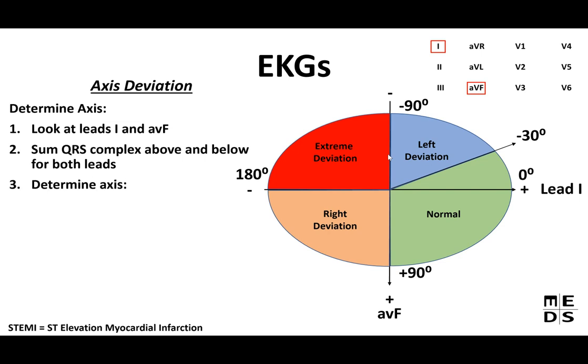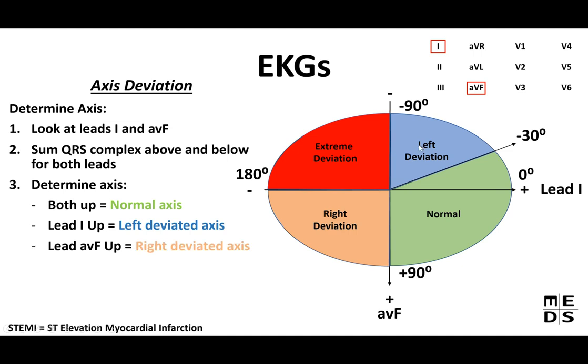So to determine the axis, if they are both pointed up, meaning the spiky part of the EKG is up, then it's a normal axis. Because if you look at it here, if it's positive in lead 1 and positive in aVF, it's in this normal range. And then if lead 1 is the only one up, meaning this is positive and aVF is negative, then it's going to be left axis deviated. Now, if aVF is positive and lead 1 is negative, then it's going to be a right deviation because you're going to go in the positive direction of aVF and into the negative portion of lead 1. And then if they're both negative, because this is negative in lead 1 and this is negative in aVF, it's going to be extreme deviation.